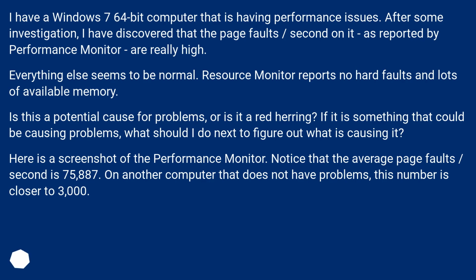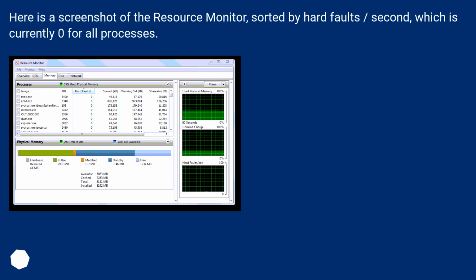Notice that the average page faults per second is 75,887. On another computer that does not have problems, this number is closer to 3,000. Here is a screenshot of the Resource Monitor, sorted by hard faults per second, which is currently 0 for all processes.